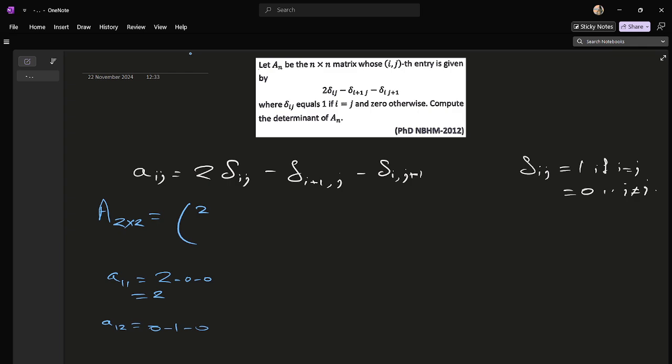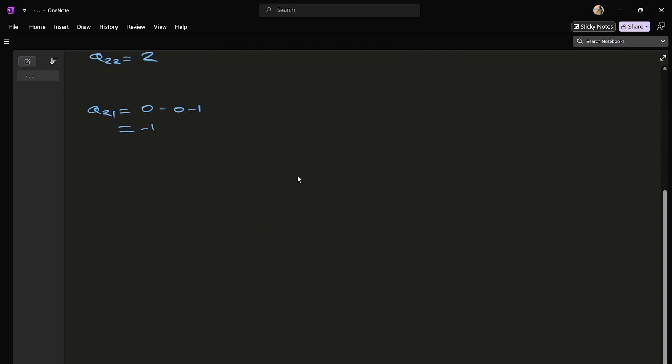My pen is not working, one minute. Okay, so it is minus 1, so our a12 position will be minus 1. Now we are finding a21. Similar thing will happen: delta_21 is 0, that will also be 0, and that is minus 1, so it is minus 1 here, and a22 is equal to 2. So the matrix is 2, minus 1, minus 1, 2. That is my A2. Now we are trying to find our A_n.